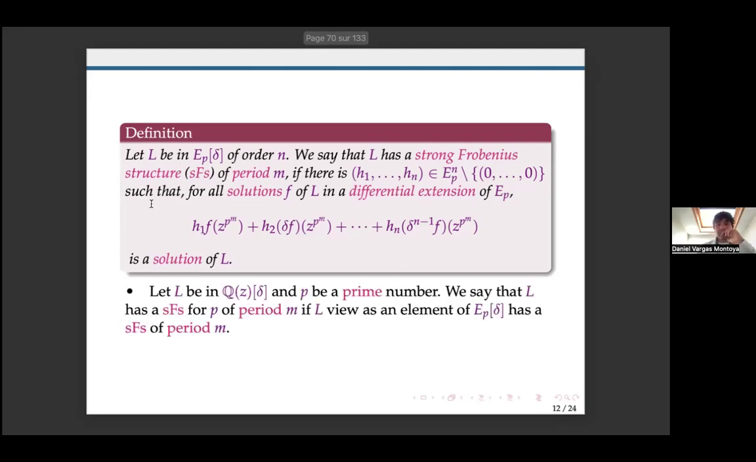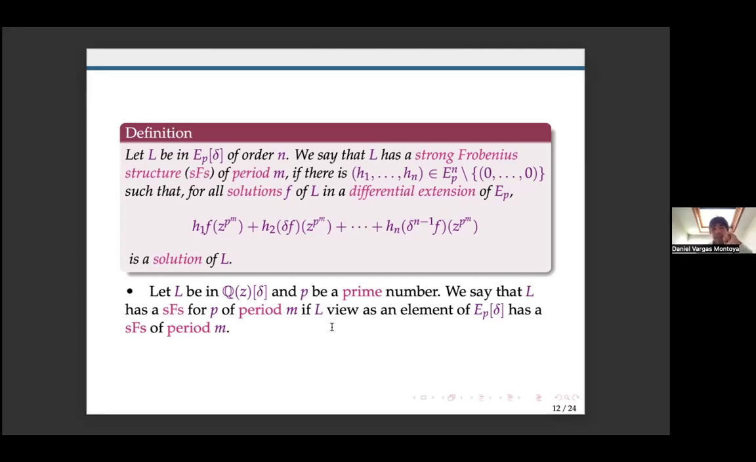Now, if we take a differential operator L with coefficients in QC and P a prime number, we say that L has a strong Frobenius structure for P of period M if L viewed as an element of EP has a strong Frobenius structure of period M. I recall to you that QC is inside EP for all P, so we can see L actually as an element of EP.